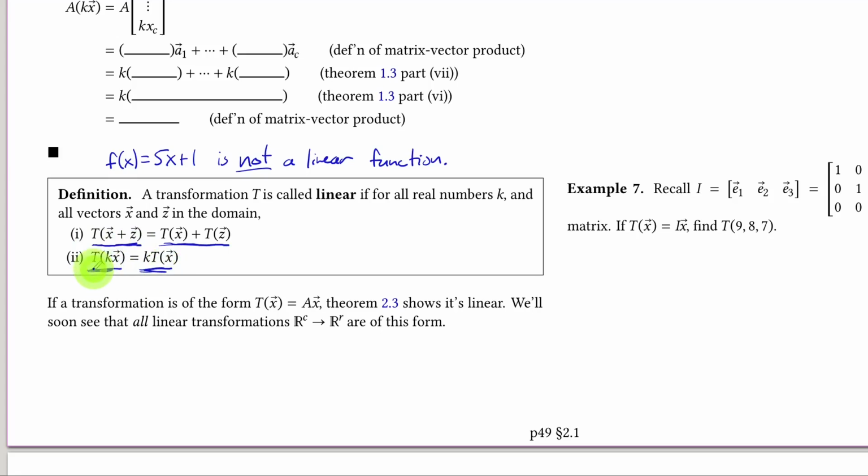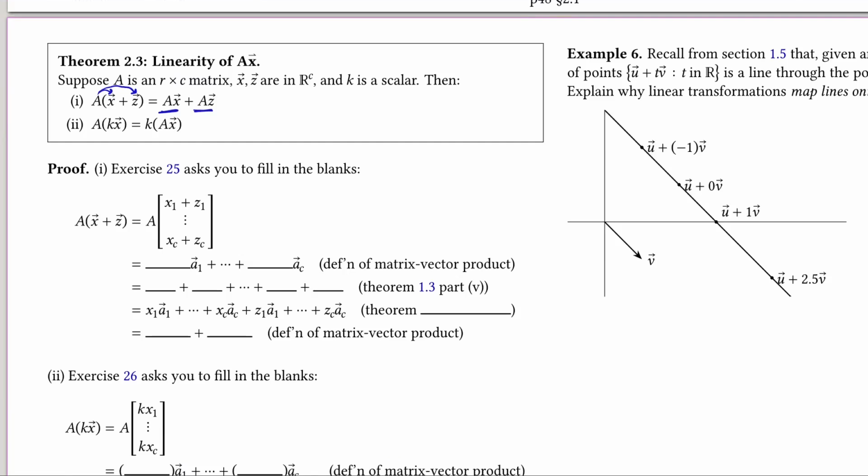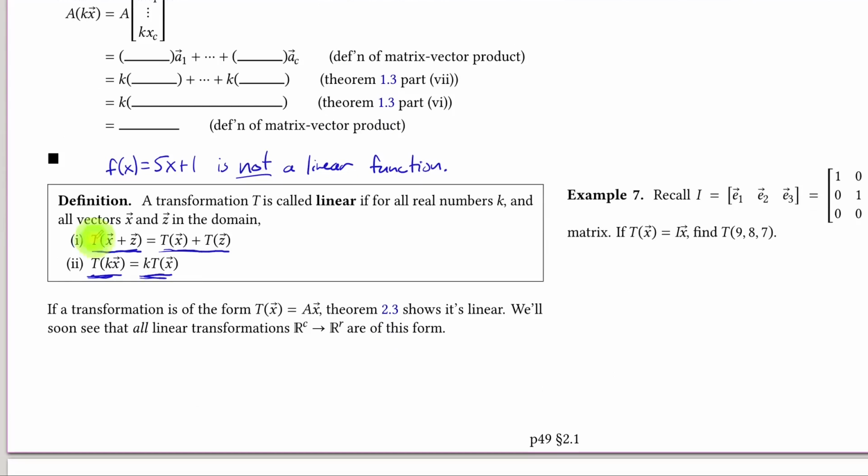So you'll notice that this is saying exactly the same thing as this theorem is. It's just that now, instead of A, we're writing that as T here. So what we just showed is that any transformation where the definition of the function is you just multiply the input by x like this, that is a linear transformation. And we're going to soon see that all linear transformations are of this form.